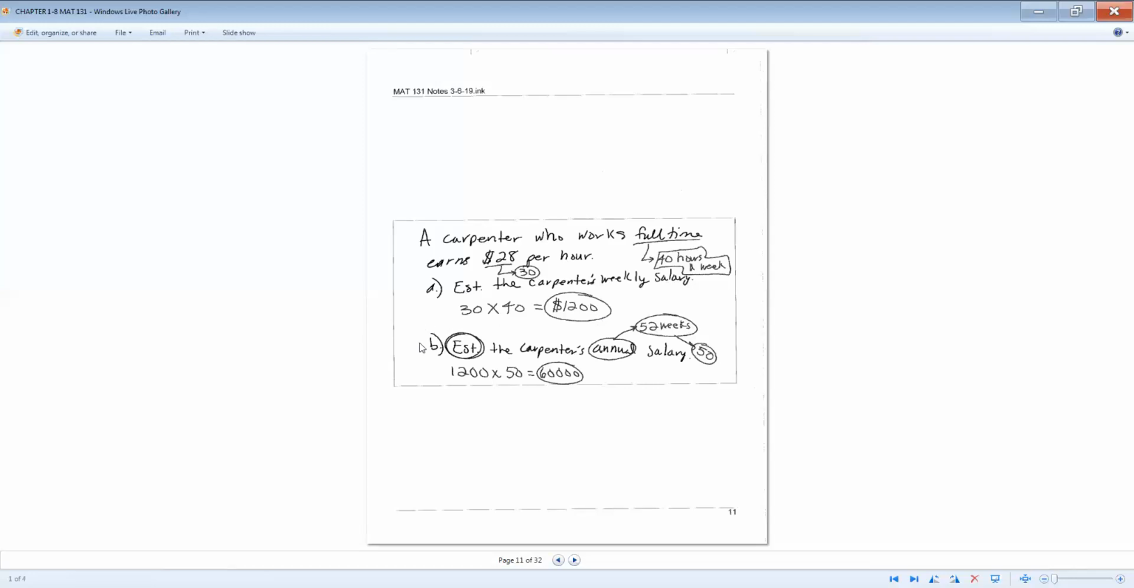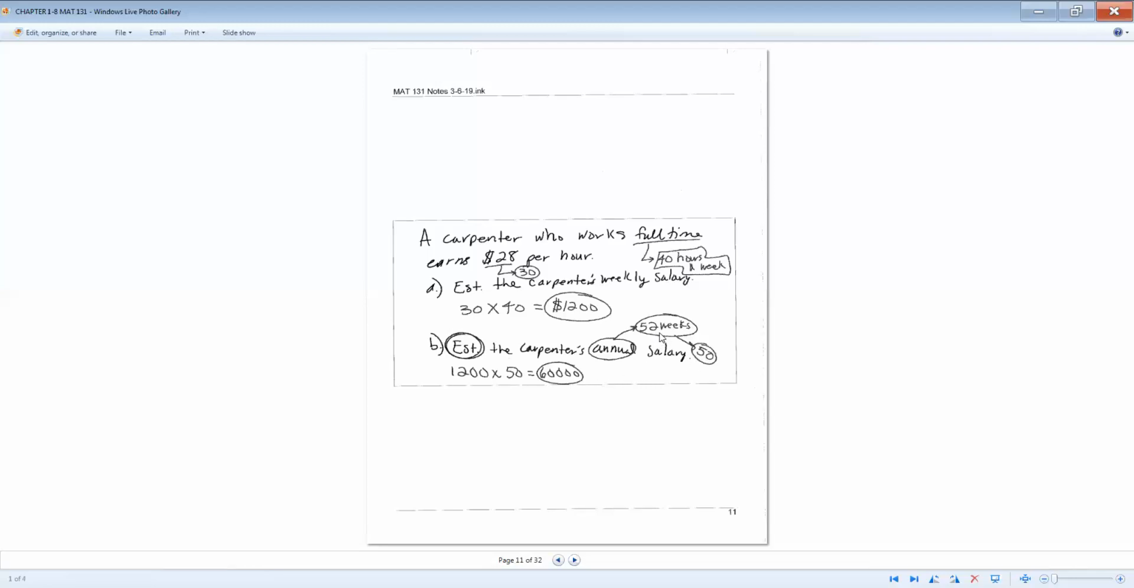All right. Next one tells us to estimate the carpenter's annual salary. So annually means that there's 52 weeks in a year. Because remember, we have this $1,200 per week. So if we know how many weeks there are per year, we'll be able to calculate the annual salary. There are 52 weeks per year, but remember, we're doing estimation. So we'll take that 52, round it to 50.